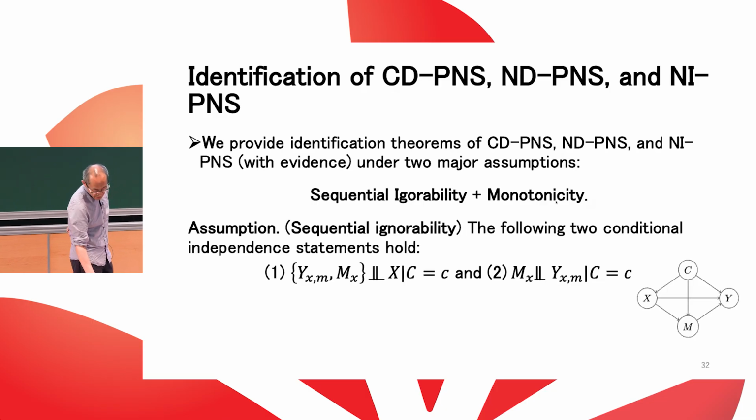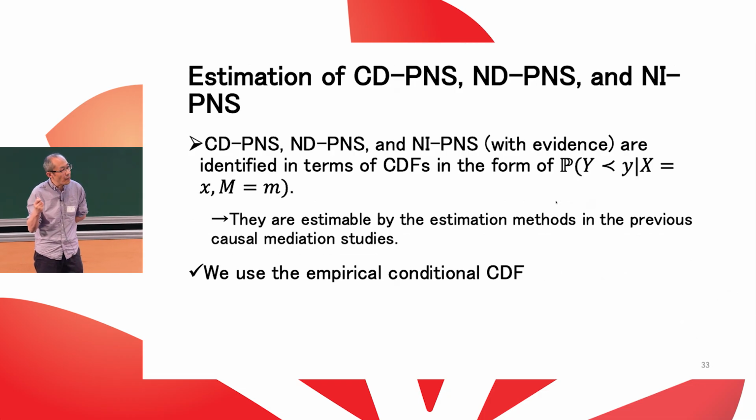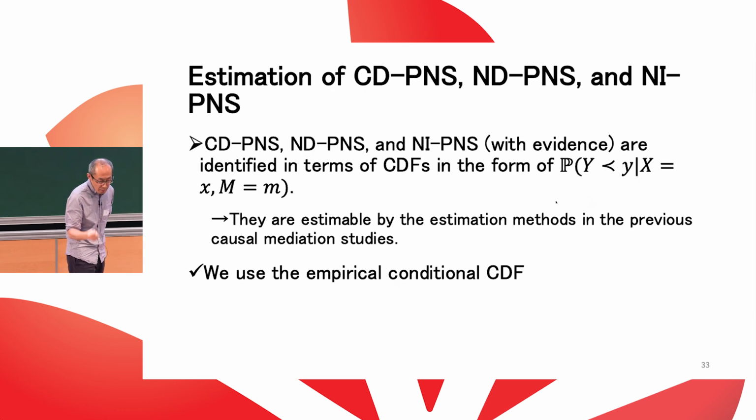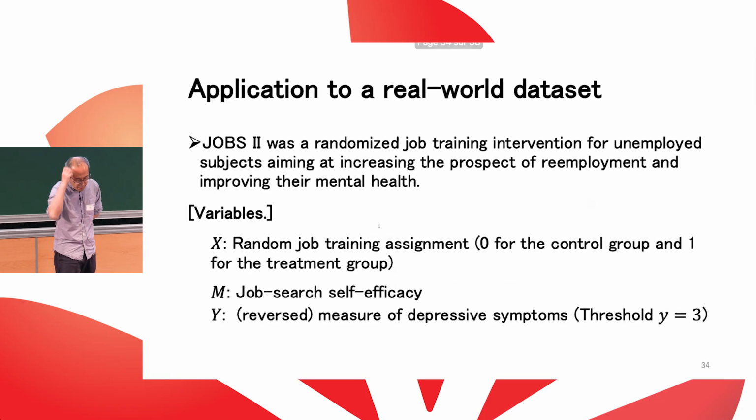probability of causations. So we show that under this kind of assumption, all these quantities we have defined are also identifiable in the form of some kind of conditional CDF. So you can use existing methods to estimate this conditional CDF, which in turn will be able to estimate those new quantities we have defined.